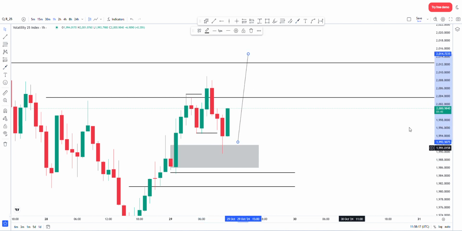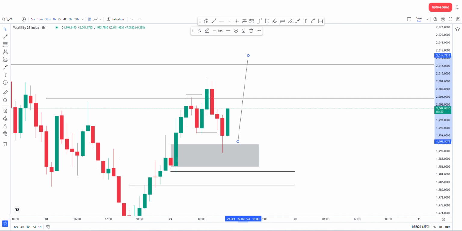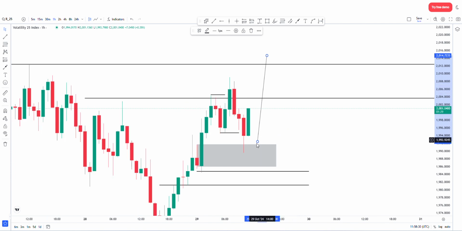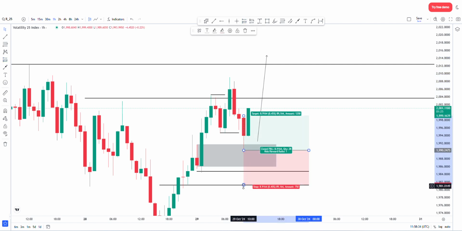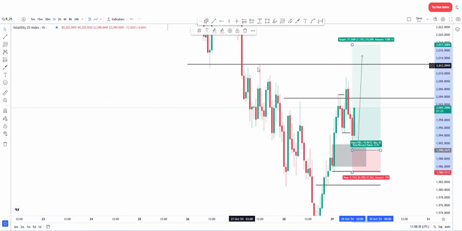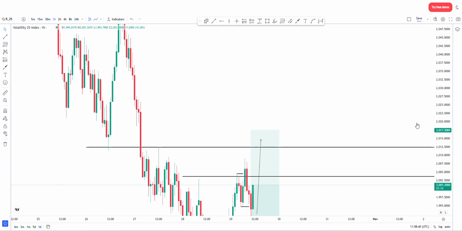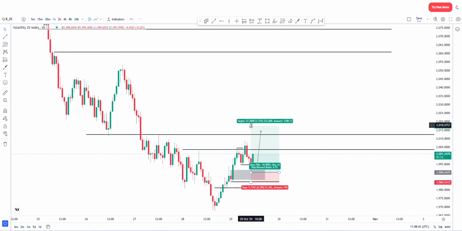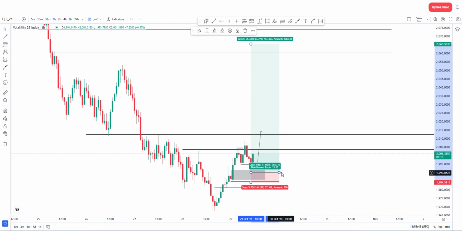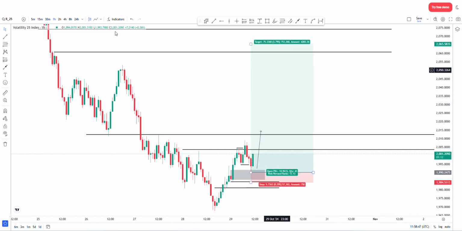All right, so I'm already in this trade. I'm in this trade on my phone and I may not be able to show you. So this was where I entered my trade from, and my stop loss is somewhere here, and I'm going for that area as a target.